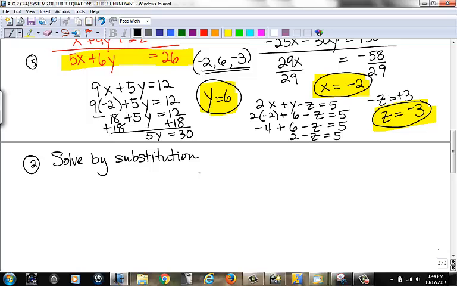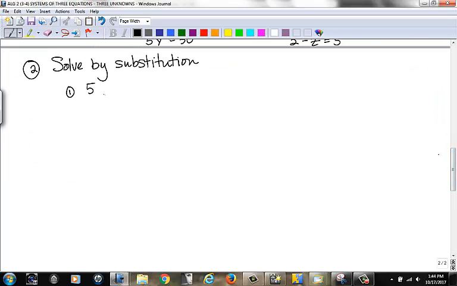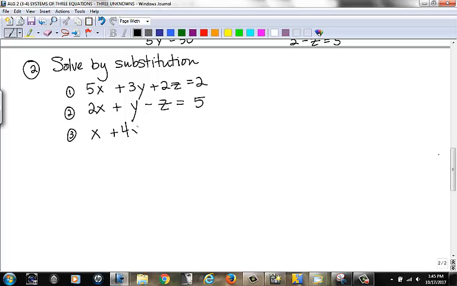Solve by substitution. Okay, and I'm going to number my 3 equations. Equation 1 is 5x plus 3y plus 2z equals 2. My equation 2 is 2x plus y minus z equals 5. And equation 3 is x plus 4y plus 2z equals 16.